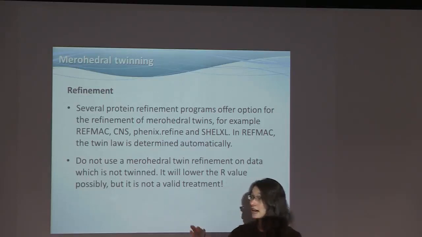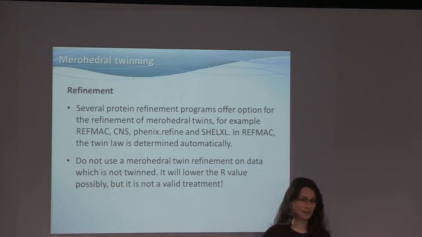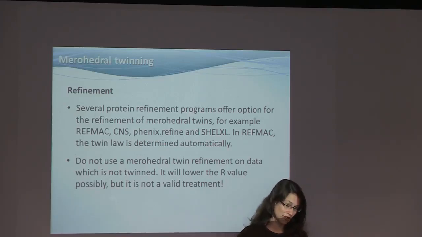However, the R values are always nice when you use twin refinement, even if your input structure is not a twin. So you can lower your R value by about 5% by using twin refinement on a structure that is not a twin. You can do that. I would hope that the referees are going to reject your paper, or at least say you need to do re-refinement because it's not a valid treatment.